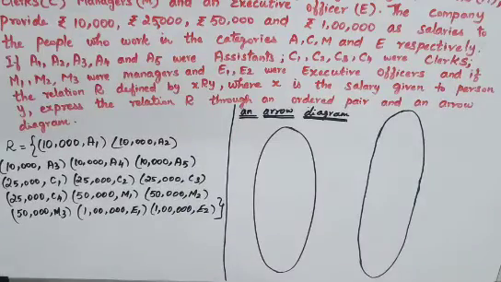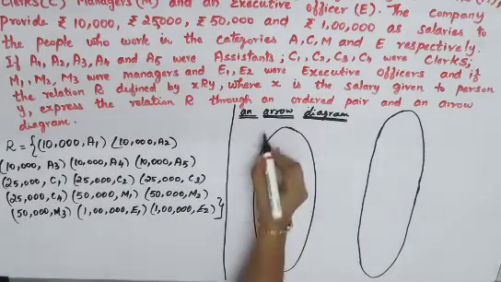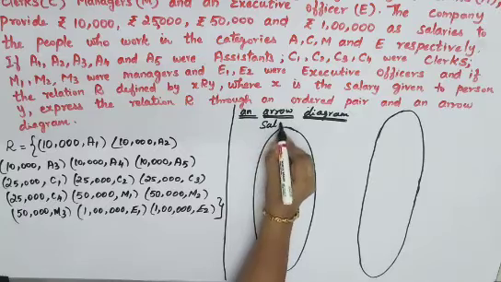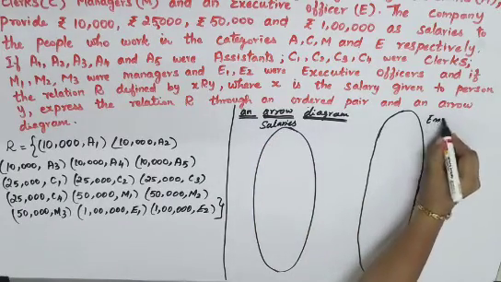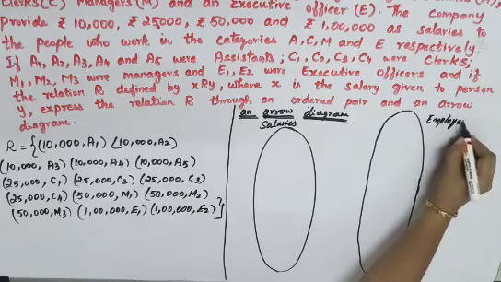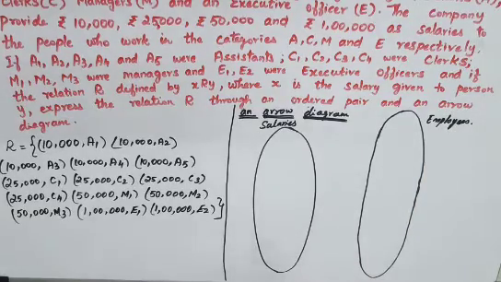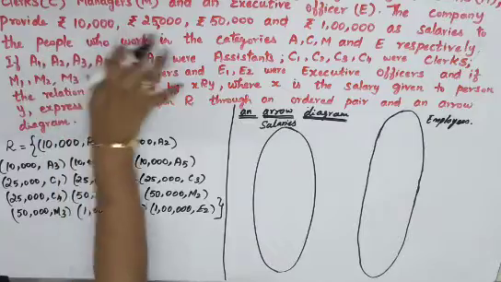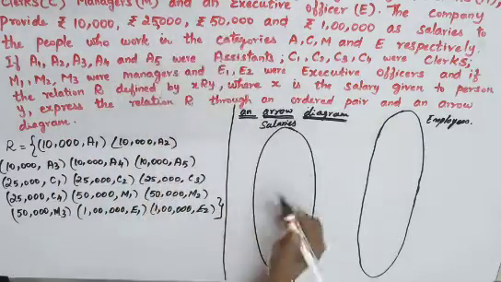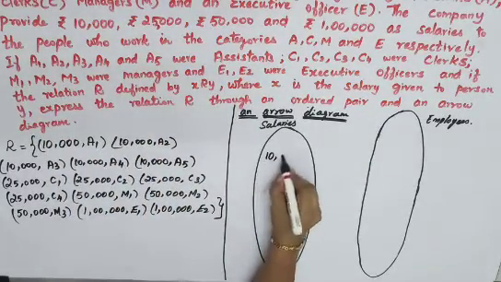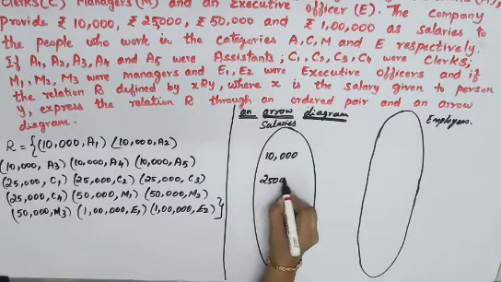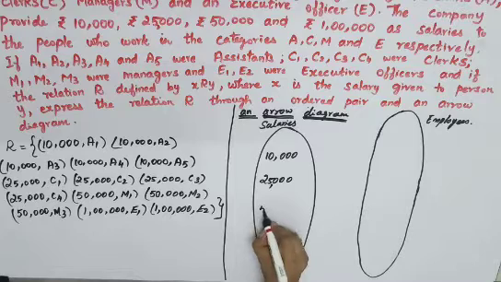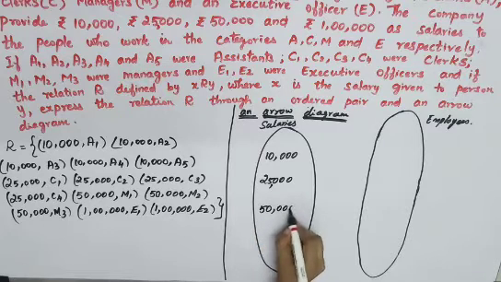So second subdivision, arrow diagram you have to draw. So salaries here and here it is employees. So first salary 10,000, 25,000, 50,000, 1 lakh. So just write the salaries 10,000, 25,000, 50,000 and 1 lakh.